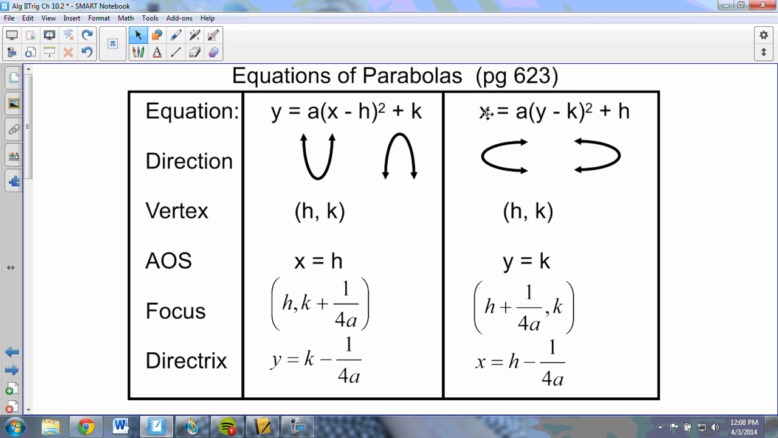If you have an x equals, where the y value is being squared, then the parabola points left or right. If the a value is positive, the parabola points right. If the a value is negative, the parabola points left.